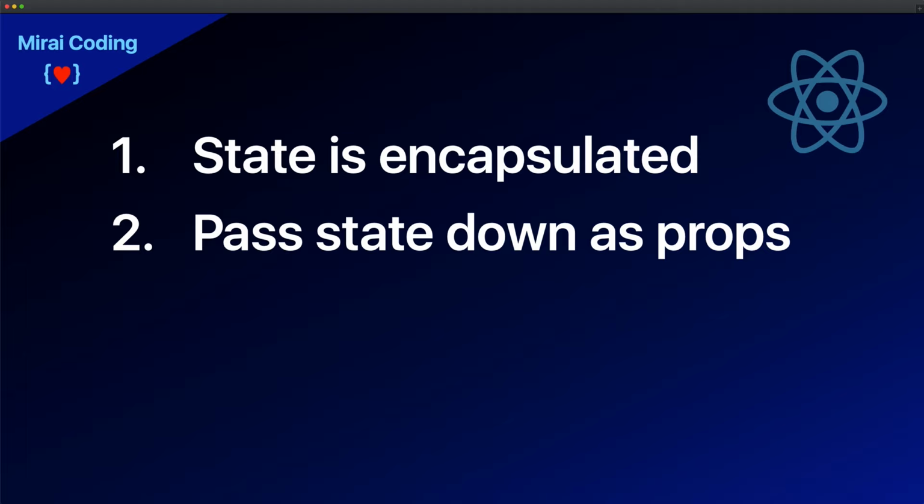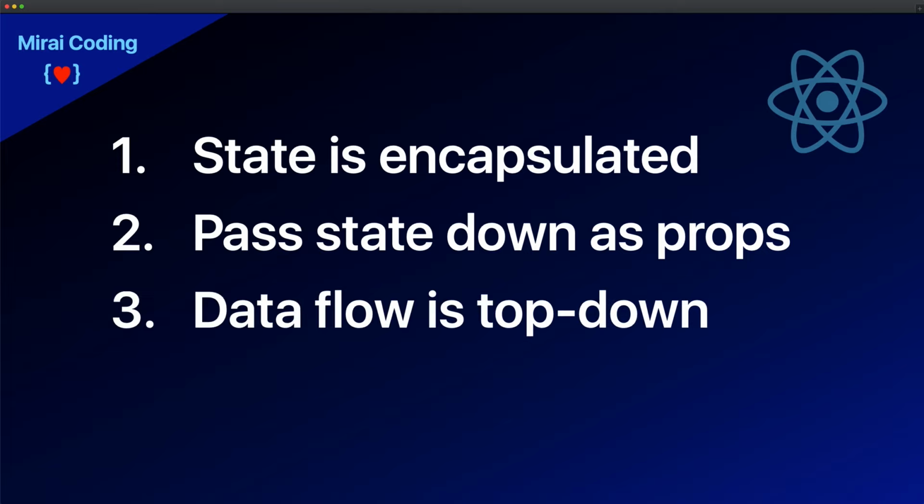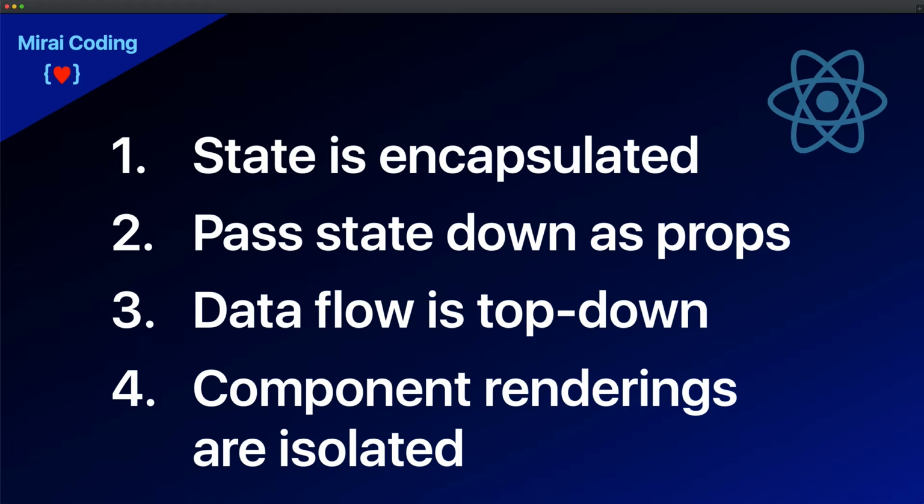2. We will make it clear that a component can pass its state down as props to its child components. 3. We will point out that data flows in one direction only, from the top of the component hierarchy downwards. 4. We will show that different renderings of the same component are independent of each other.